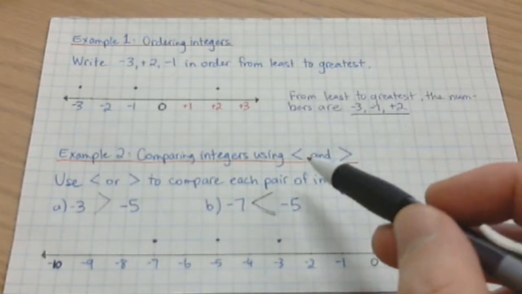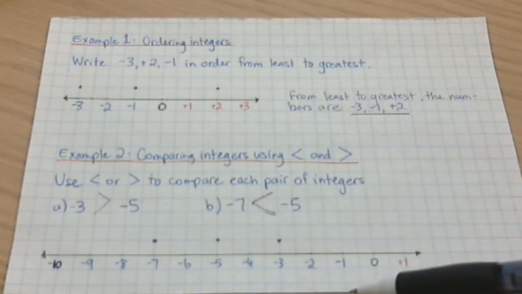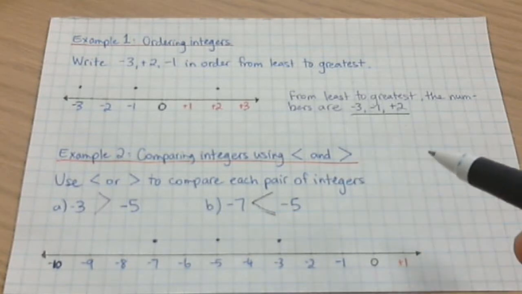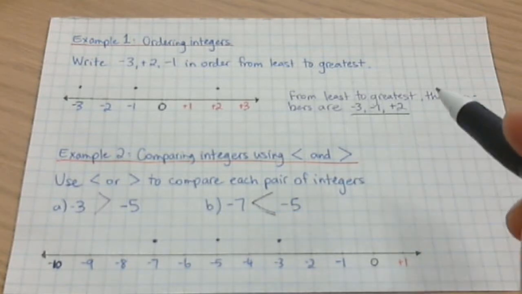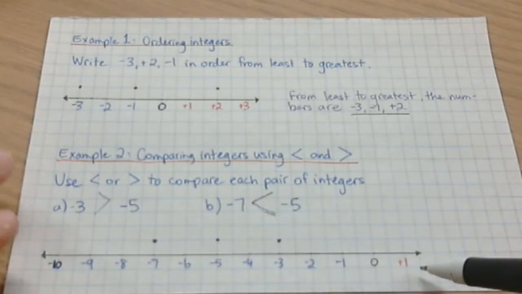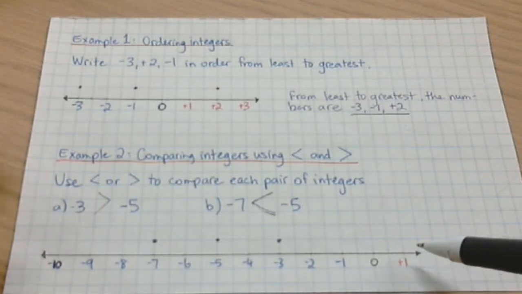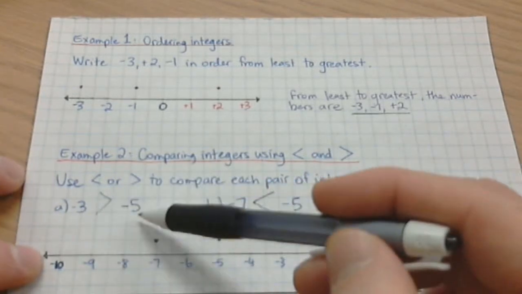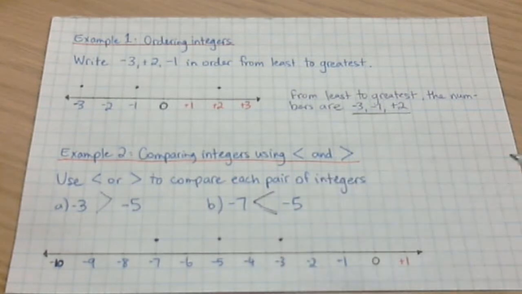The other thing that we look at is using a less than and greater than symbol to tell which integer is bigger than the other one, or which one's smaller than the other one. In this case, I've again used a number line. It's a little bit longer. It runs from -10 to +1 in order. And then I have three different numbers. I have -3, -5, and then on a different question, -7.